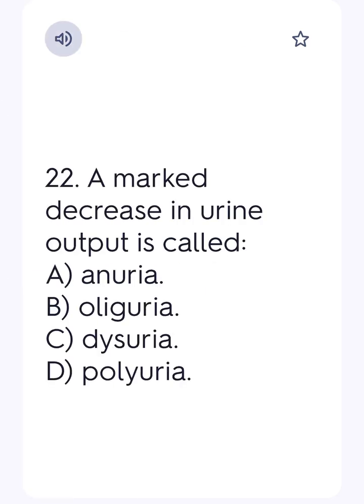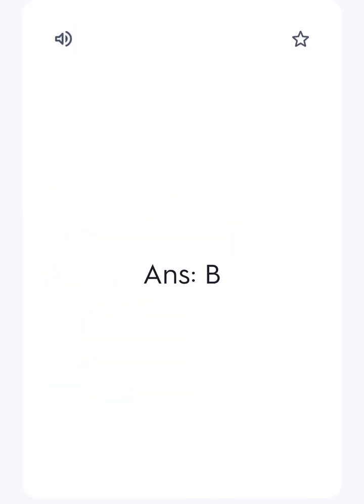22. A marked decrease in urine output is called A. anuria. B. Oliguria. C. Dysuria. D. Polyuria. Ans. B.